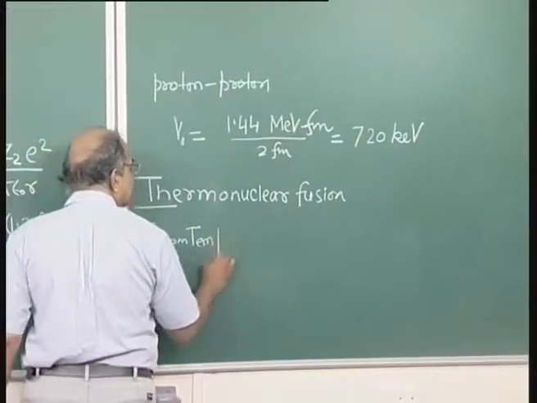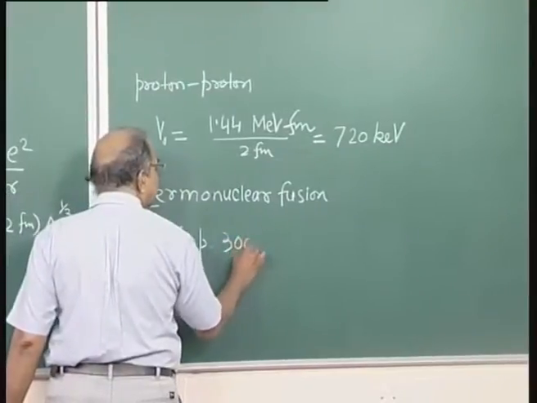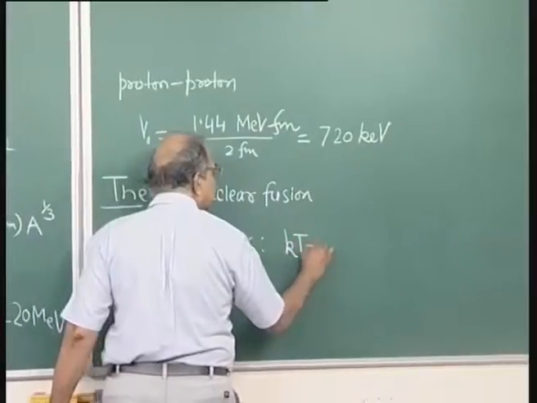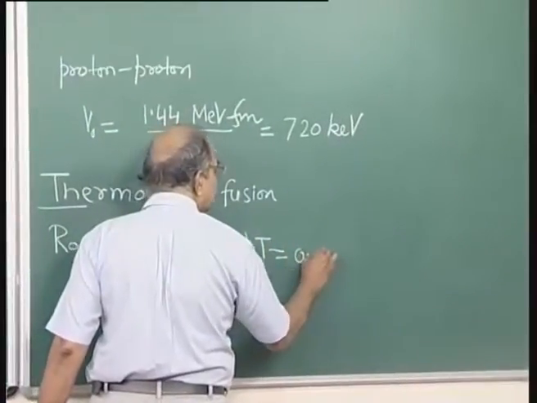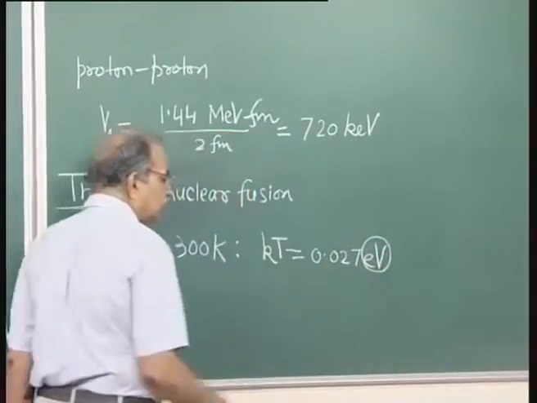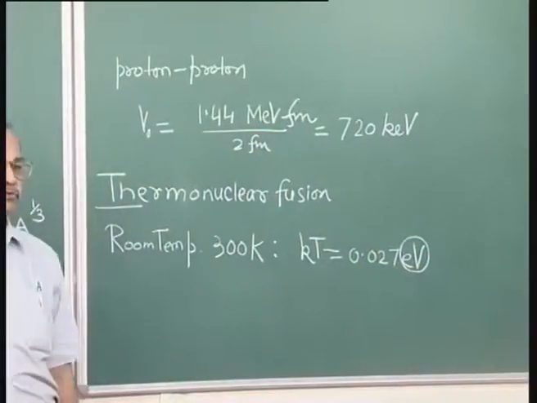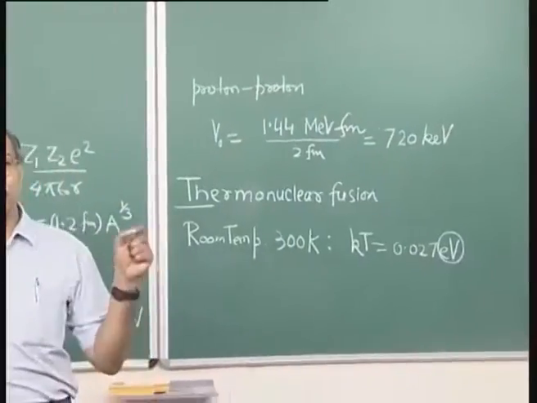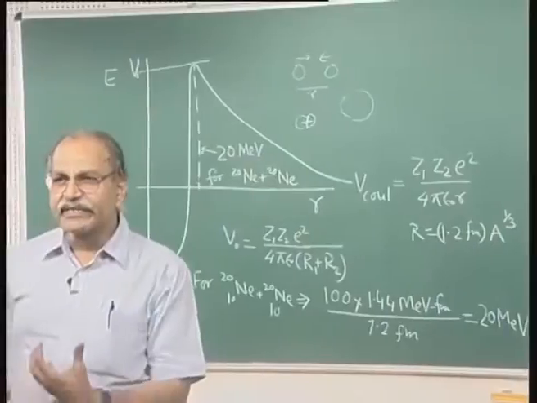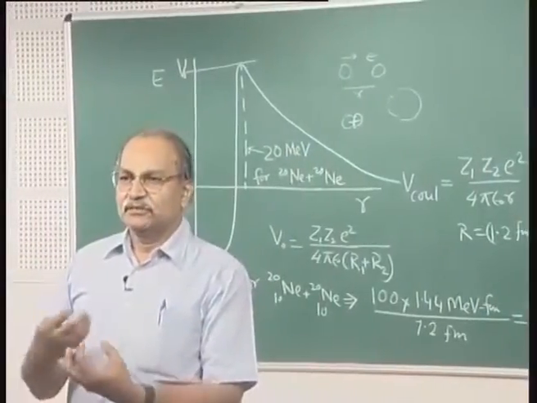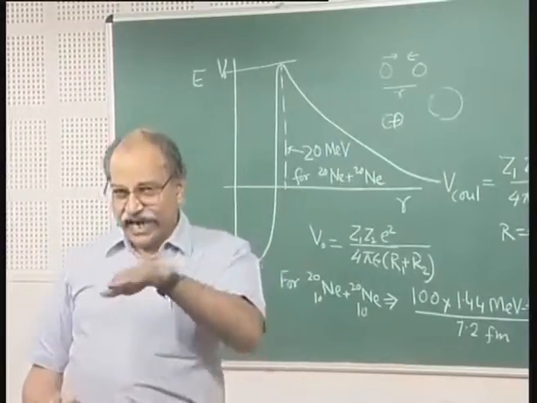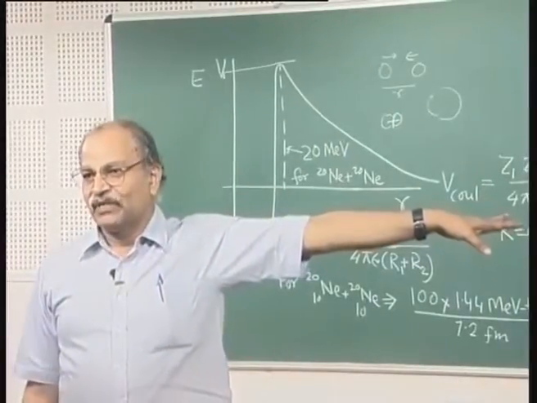So, at room temperature, that means 300 Kelvin, kT is 0.027 electron volts. Not keV, not MeV, electron volts, 0.027. That is the Boltzmann constant k times the absolute temperature T, and the kinetic energy of the constituent particles at temperature T. Scale is decided by this kT.